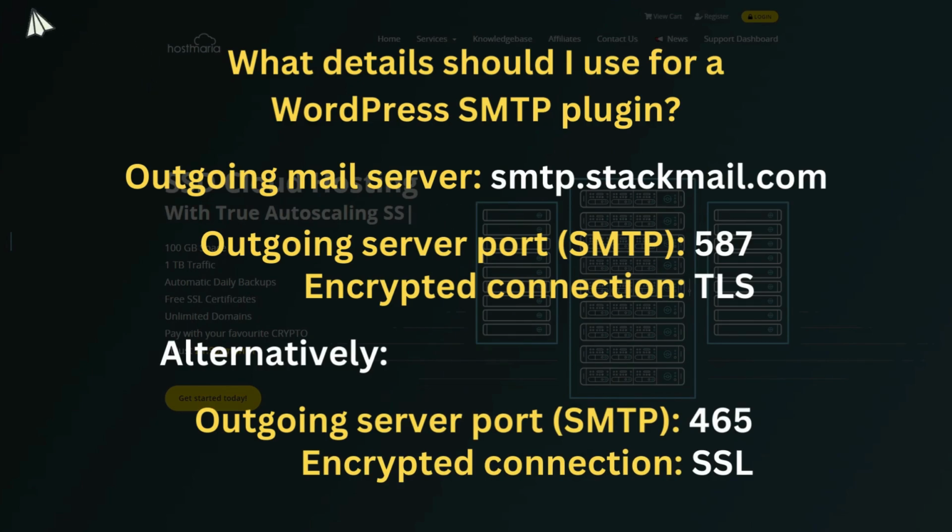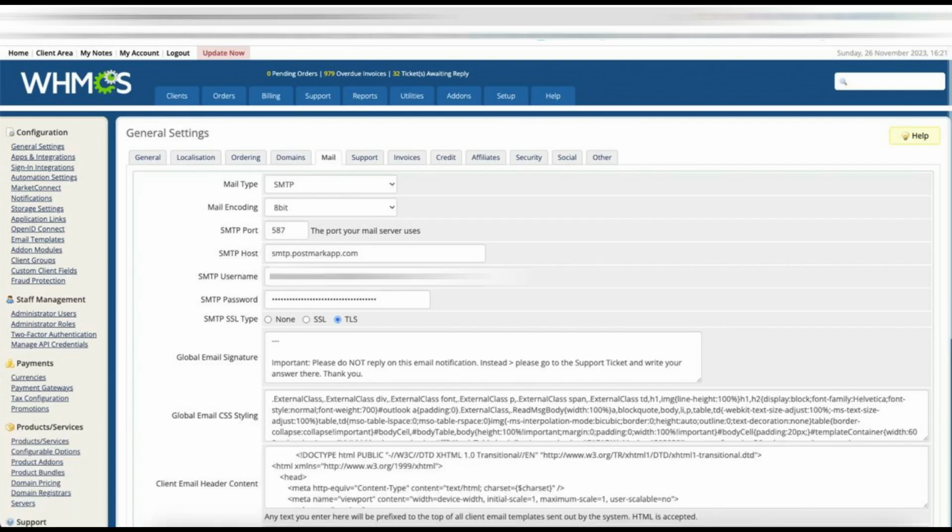By configuring your SMTP plugin with these settings, you'll enable reliable and secure email delivery from your WordPress site. Here are a couple of setup examples.